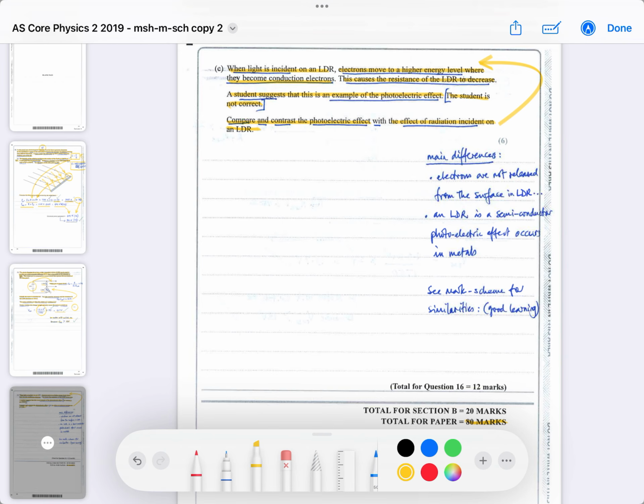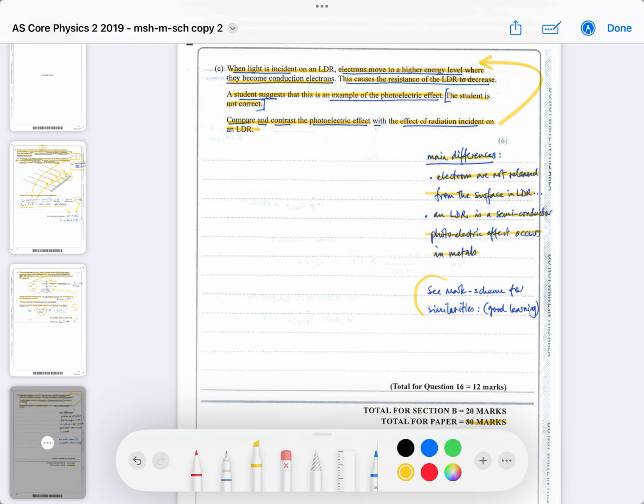And that's another difference. They want you to compare and contrast, which means talk about similarities and differences between them. So the electrons only go to a higher energy level, whereas in the photoelectric effect, they actually escape from the surface. So the main difference is, the electrons are not released from the surface in the LDR. An LDR is a semiconductor, and the photoelectric effect occurs with metals. Okay, so that's another difference.